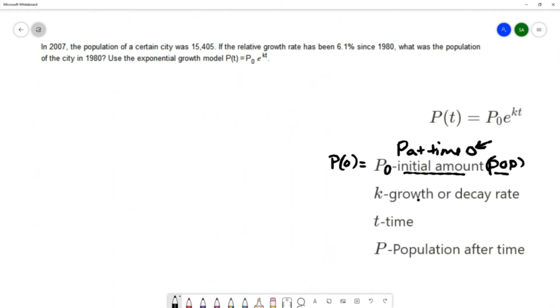K is the growth rate. So we are given that growth rate. T is the time, and this can be in whatever units. In this problem, the units happen to be years. And then P, the variable on the left, is the population after that amount of time. So the way that this growth model works, you put in a time, and it's going to tell you the population at that time.